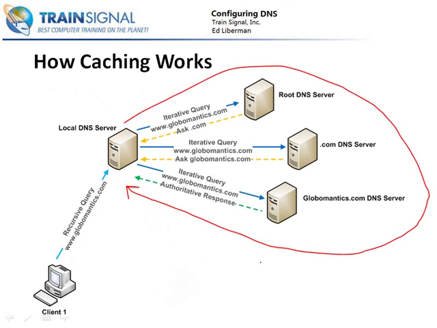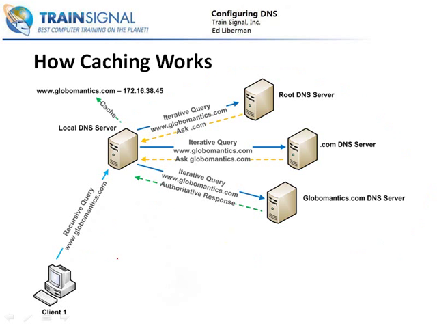Now, the last time I had this same drawing up on the screen, the next thing that followed was a response back to the client. But that wasn't completely accurate. What it does next is it puts that response into its local cache. It says, okay, I'm going to go ahead and store the fact that www.globalmantics.com is IP address 172.16.38.45. Then it goes on and sends that response back out to the client.